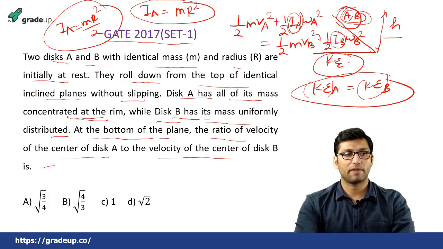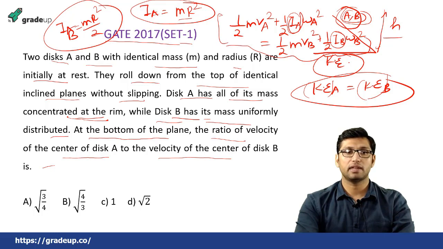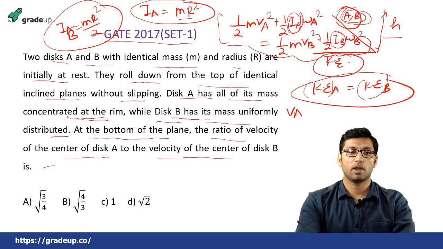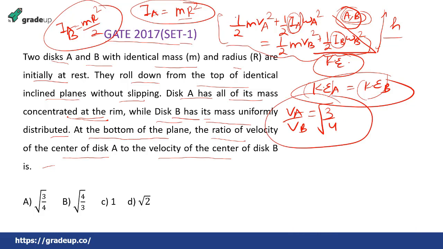After putting the values of the moment of inertia of A and B in this equation, we can easily find the ratio of VA over VB, which is what you have to find. After solving it, this will come out to be root 3 by 4. So this is the trick that you have to use. You just need to put these moment of inertia values over here, and you will get the ratio of the velocity of A and velocity of B, which comes out to be root 3 by 4.